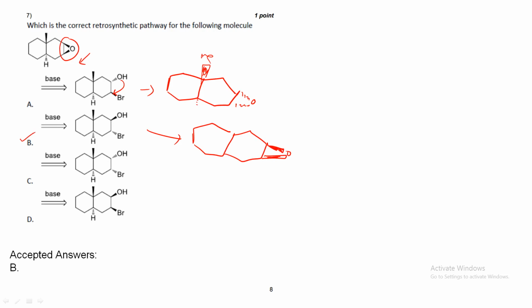And here with base no such reaction would be possible, because both are in the same plane, and OH minus cannot do the SN2 reaction if both the leaving group and the nucleophile are in the same plane, because for SN2 we need this kind of anti-configuration to have an attack. But in these cases they are in the same plane, so it is not possible for C and D. So that's why B would be the answer.